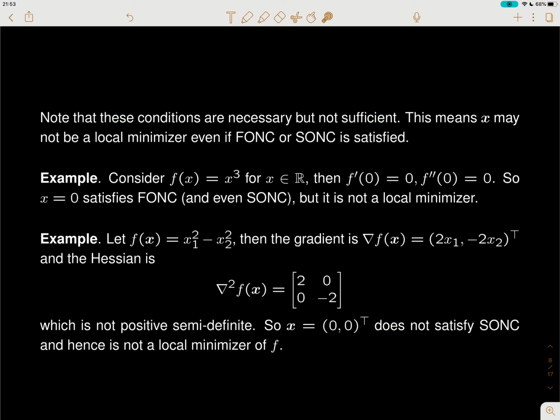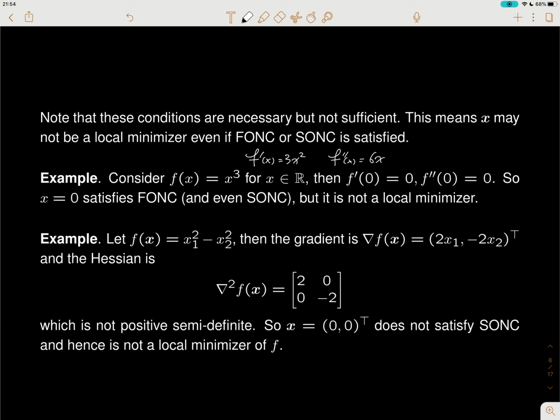Finally, let's check that the original conditions are only necessary but not sufficient. If x is a local minimizer, then it must satisfy those. But if you have those conditions, they do not guarantee that x star is a local minimizer. Let's see an example. I have a function f defined as x cubed. Then the derivative f prime will be 3x squared, and f double prime will be 6x.